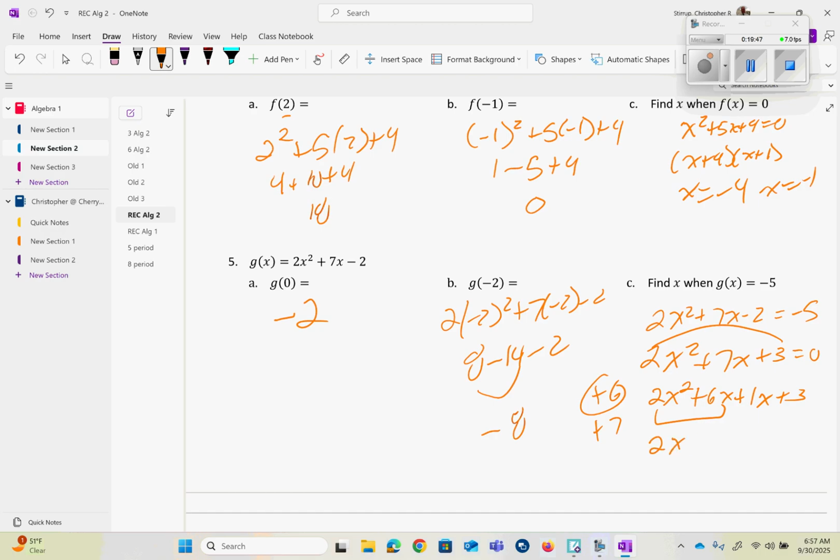Factor out a 2x on these. So that's going to give me x plus 3. Plus comes down, factor a 1 out of those, x plus 3. So my answers will be x equals negative 3 and 2x plus 1 equals 0. So subtract 1, divide by 2. And there's my solutions.